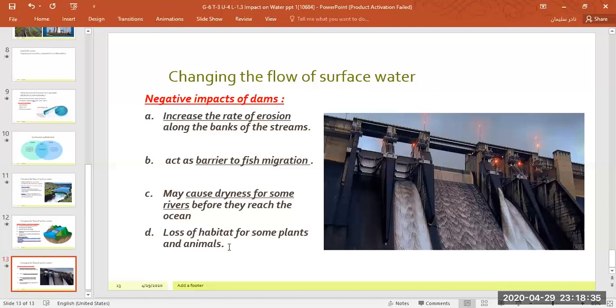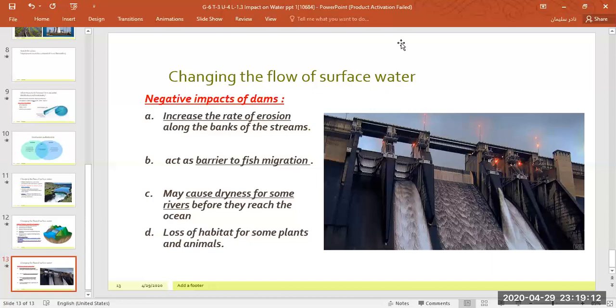If the reservoir is full and more water is added during a rainy season, this will cause flooding to the surrounding and may cause damage of green areas, of vegetation or plants, and this will affect the animals' habitat, because as you know, animals use trees and other plants as a place to live. Okay, so these are the negative impacts of the dam. That's all about dams, positive impacts and negative impacts.